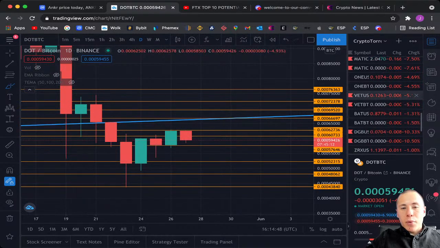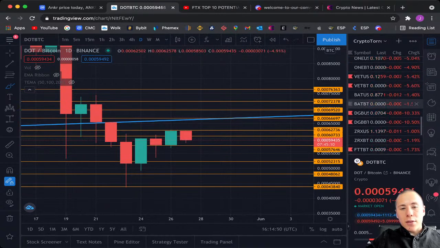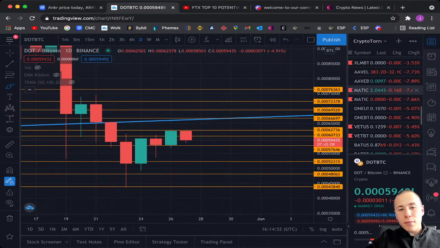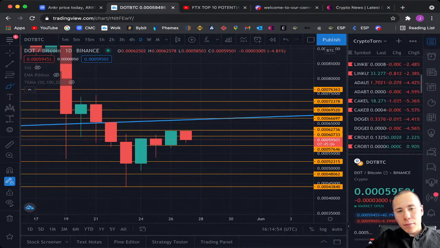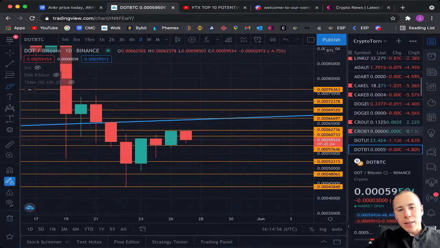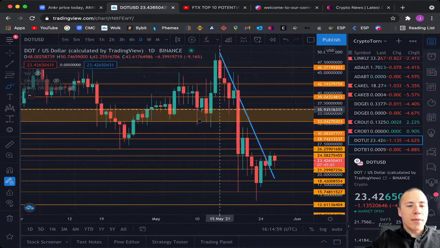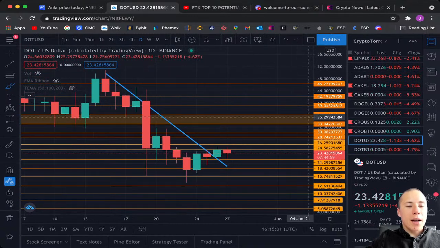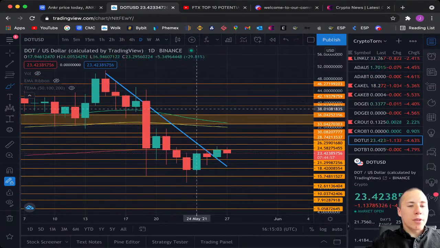So let's take a look at Polkadot compared to the US dollar. Let me move this. Where is it? There it is, perfectly. And over here I will enable the moving averages as well.